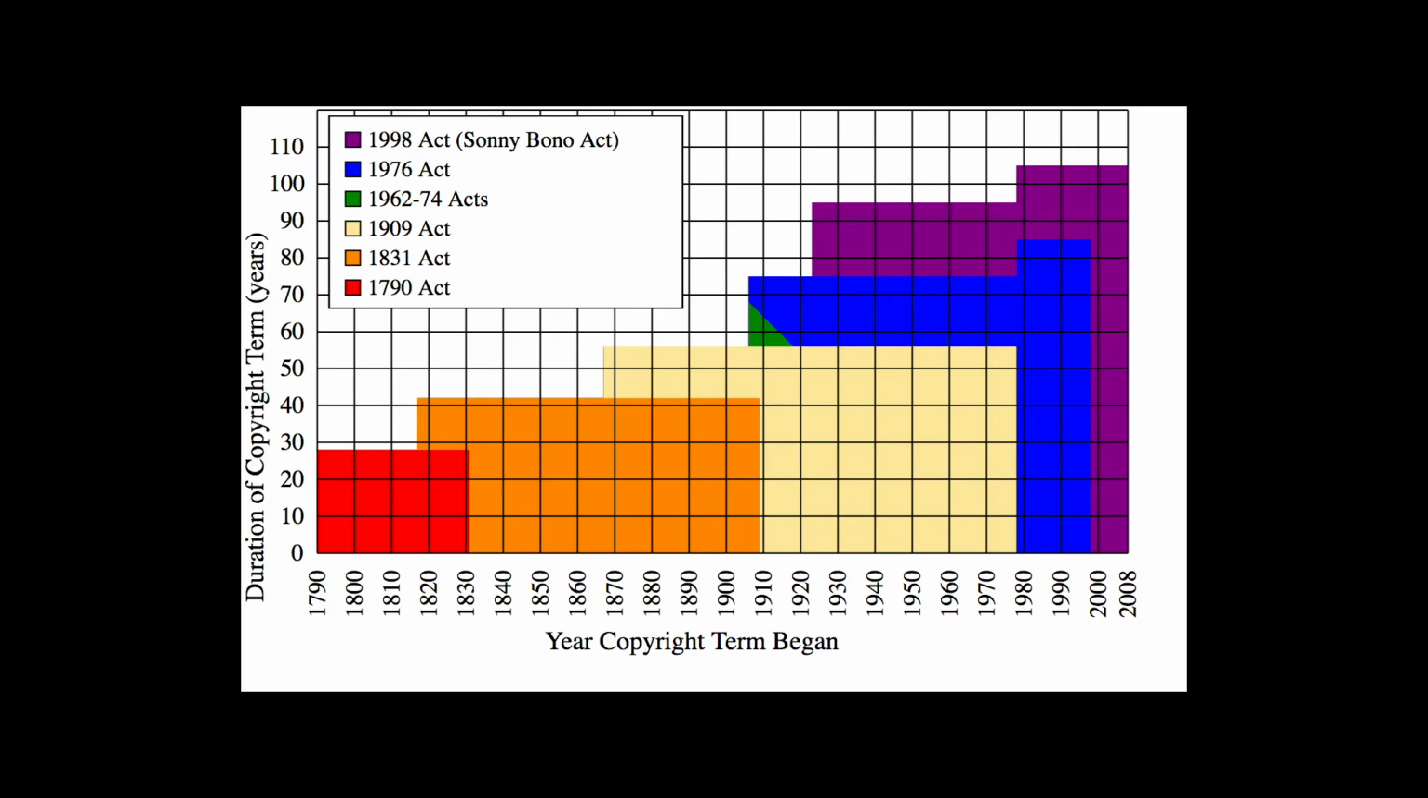This conflict came to a head with the passing of the 1998 Sonny Bono Copyright Term Extension Act, or CTEA. This act extended the term of copyright for every work in the United States, even those already copyrighted, for an additional 20 years. This effectively extended the copyright to the life of the creator, plus 70 years.